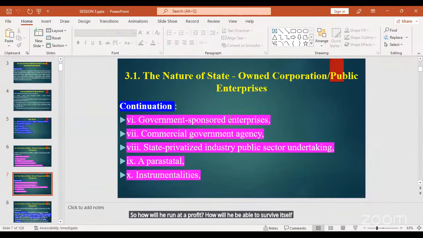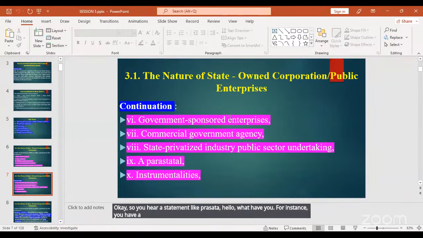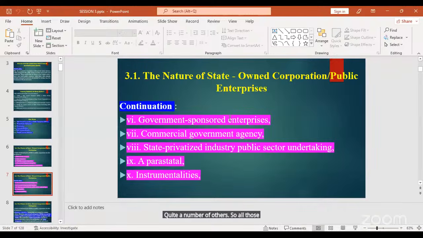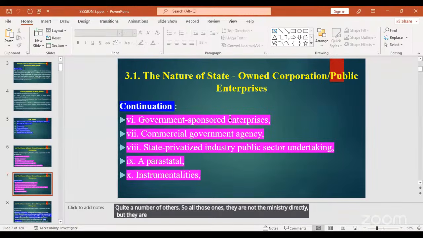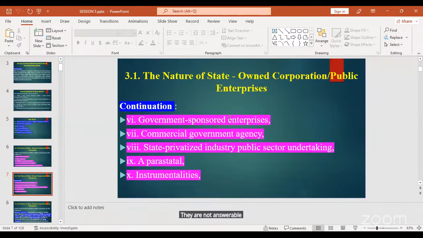Okay? So you hear statements like parastatals and all what have you. For instance, you have a Ministry of Finance. Under the Ministry of Finance, naturally, that's where you find CBN, Nigerian Customs, SON, the Nigerian Port Authority, and quite a number of others. So all those ones are not the ministry directly, but are parastatals under the ministry. They are answerable to the minister in charge of the ministry.